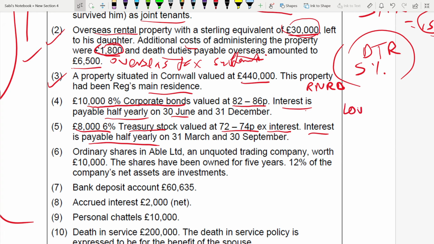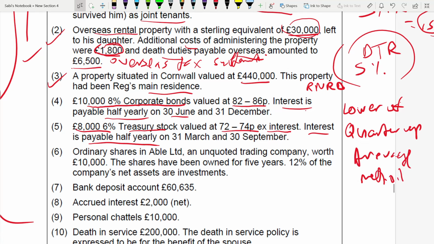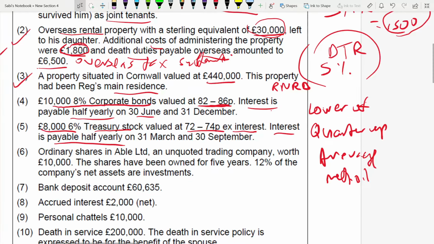Lower of two methods we studied. Quarter up and the average bargain price method. There is no bargain price. Bargain price has not been given to you. So just do the quarter up of these two. Because if you try to do the average of these two also, you will still get the higher. The quarter up method will give you the lower.